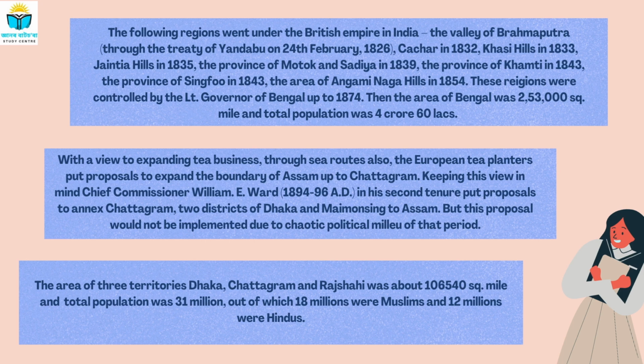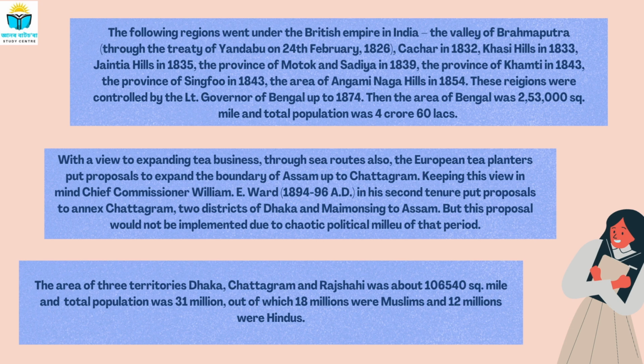With a view to expanding tea business, through sea routes also, the European tea planters put proposals to expand the boundary of Assam up to Chattogram. Keeping this view in mind, Chief Commissioner William E. Ward, 1894 to 96 AD, in his second tenure, put proposals to annex Chattogram, two districts of Dhaka and Mymensingh, to Assam. But this proposal would not be implemented due to chaotic political milieu of that period.